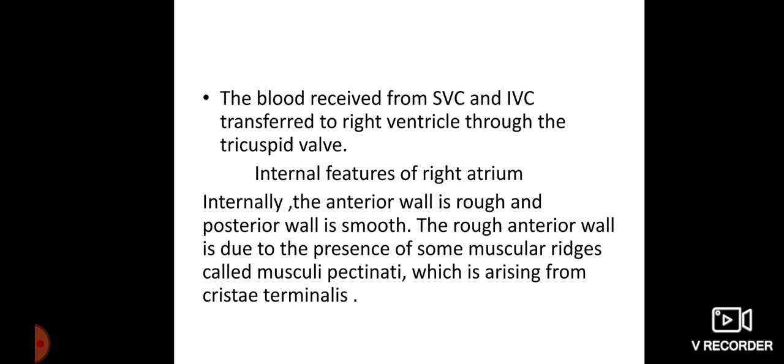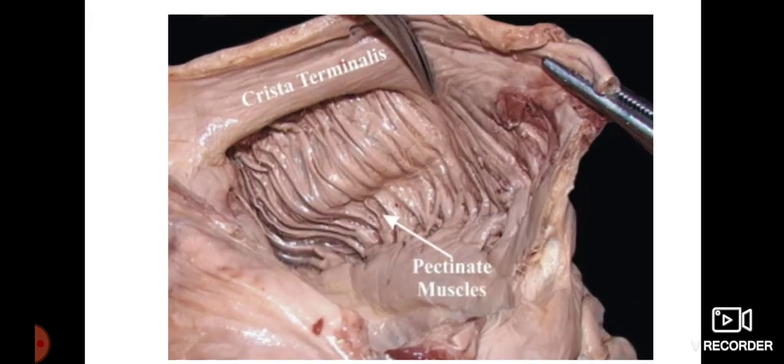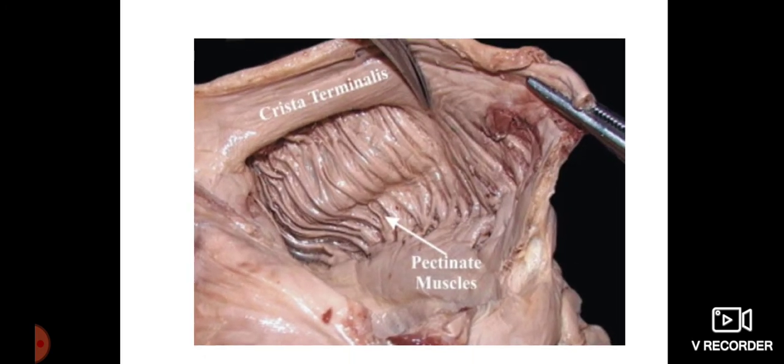Internally, the anterior wall is rough and the posterior wall is smooth. The roughness of the anterior wall is due to the presence of numerous muscular projections arising from the cristae terminalis, and these muscular projections are collectively called musculi pectinati. You can see this is the anterior wall of the inside of the right atrium. It is rough from inside because of the presence of numerous muscular projections.